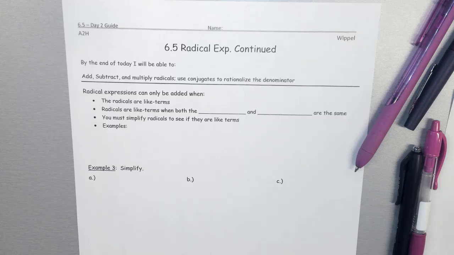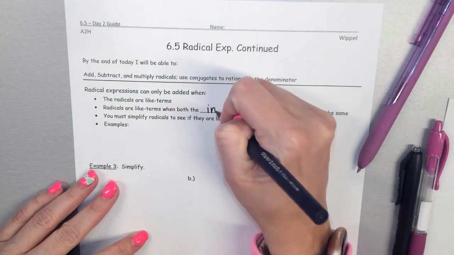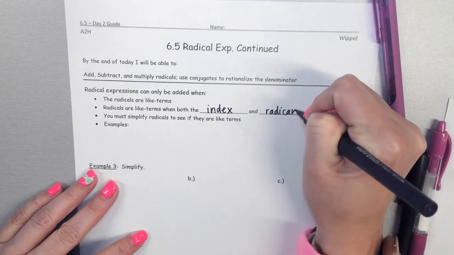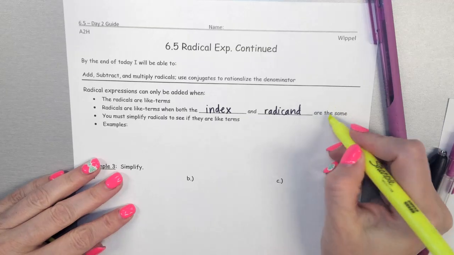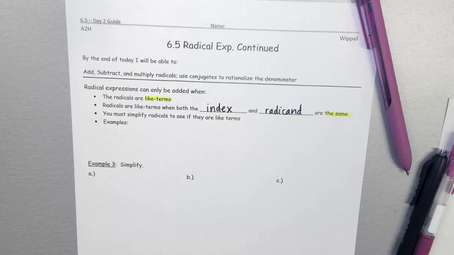So the radicals have to be like terms. When it is a radical, the like term means that you have the same index number and the same radicand. Okay, so they are like terms when they have the same index and the same radicand, which we reminded ourselves yesterday is that value underneath. Okay, so those are the two things that have to be the same. That's what it means to be like terms when you are a radical.